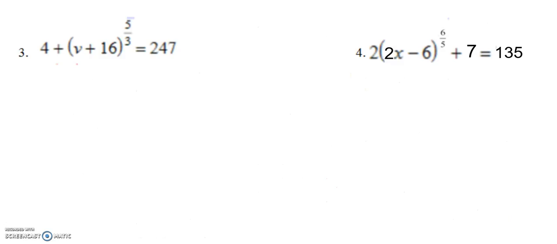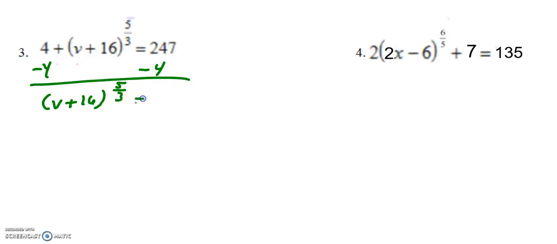These next 2 examples are good because your goal again is to isolate the radical. And remember, these are really like radicals because you have a third root and a fifth root. So for both of these, I would suggest isolating. So for number 3, I would subtract 4 to get v plus 16 to the 5/3 power equals 243. And over here, I would subtract 7, divide by 2 before applying the root.